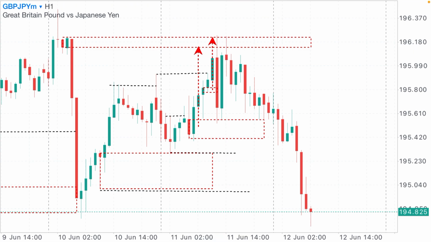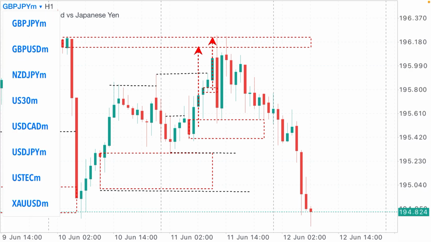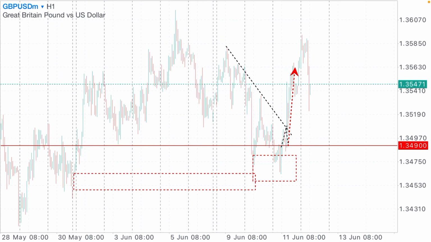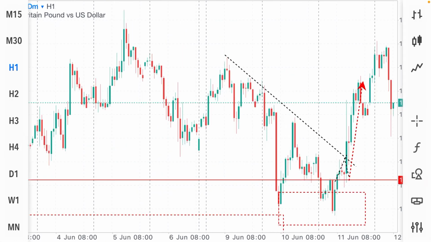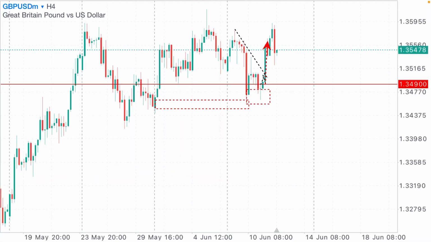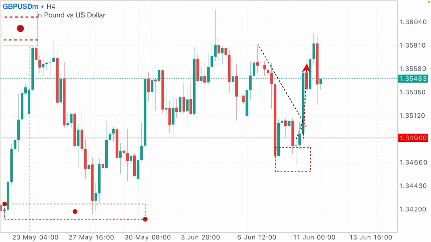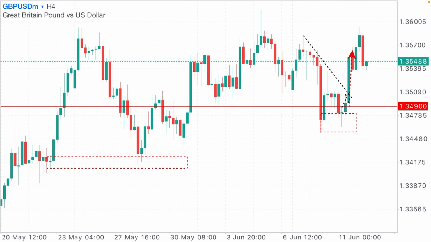Now I want to take you to another pair, which is GBPUSD. As you can see on GBPUSD, I still have the setup that we had. If you go to the 4 hour time frame on GBPUSD, you realize that on the H4 time frame, it started to buy from this candlestick there.